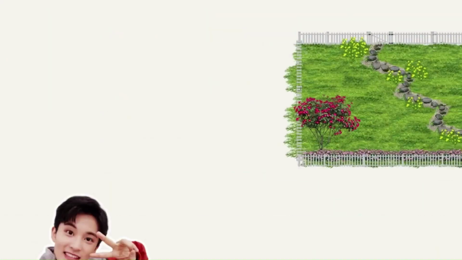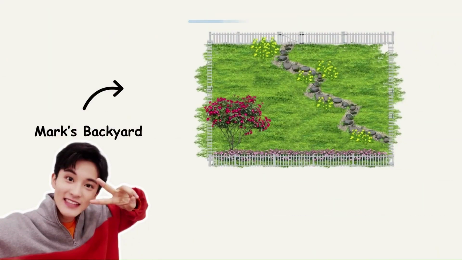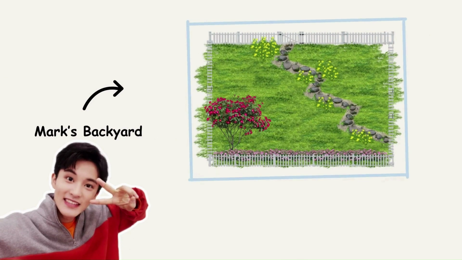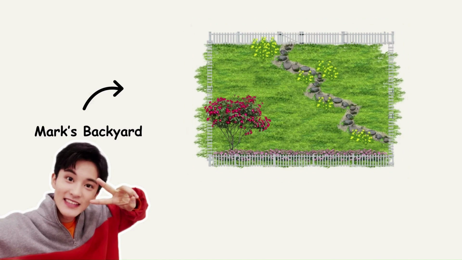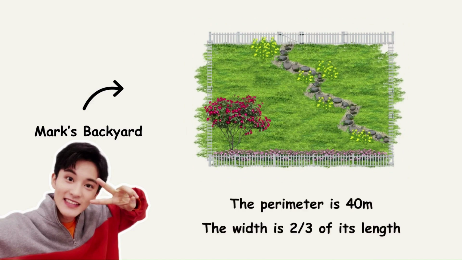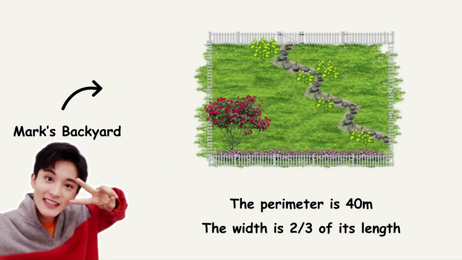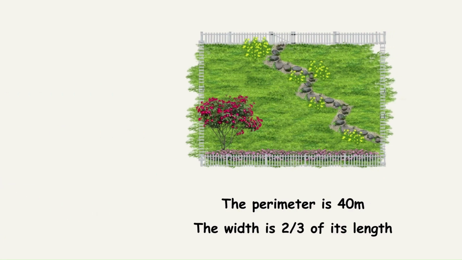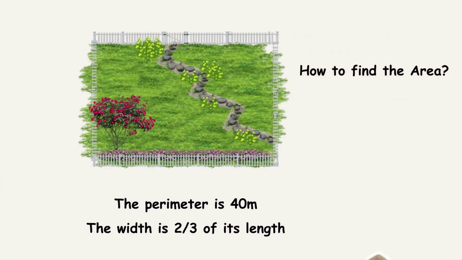Here my friend Mark has a problem that we are going to solve together. Mark has a backyard, and after further observing, the backyard is actually rectangular shaped. Mark has been told that the backyard has a perimeter of 40 meters and a width of 2/3 of its length. To find out the area of the said backyard, what should Mark do?